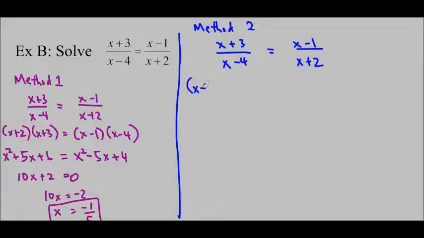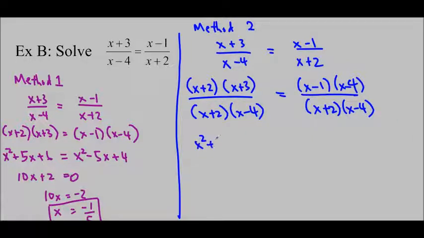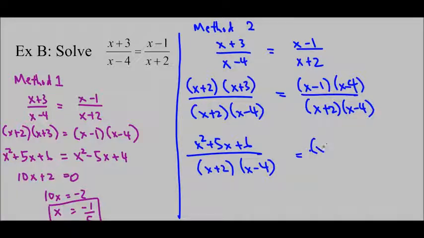So I'll get (x plus 2) times (x plus 3) over (x plus 2) times (x minus 4). And over here I'm missing an x minus 4, so I'm going to multiply that in the top and the bottom. So I get (x minus 1) times (x minus 4), over (x plus 2) times (x minus 4). And so you can see I have the same denominator now. So I'm going to multiply that out. I get x squared plus 5x plus 6 over (x plus 2) times (x minus 4) is equal to x squared minus 5x plus 4 over (x plus 2) times (x minus 4).